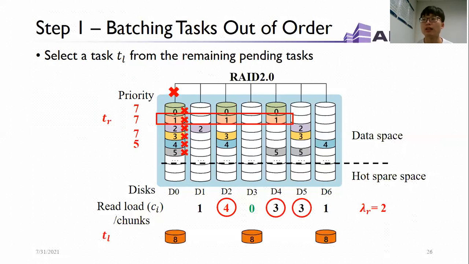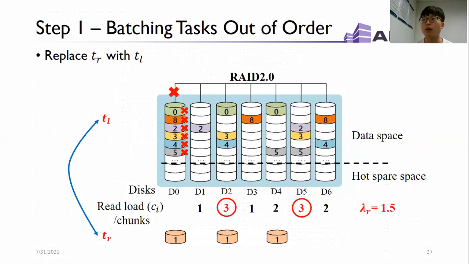Then we select one task from the remaining pending tasks, which does not read a chunk from each of the disks with max PJ or max PJ minus 1 for reconstructing the task. For example, there is a task T8 whose available chunks are on D3 and D6, so reconstructing it does not increase the read load of D2, D4, and D5. Therefore, we choose T8 as TL.